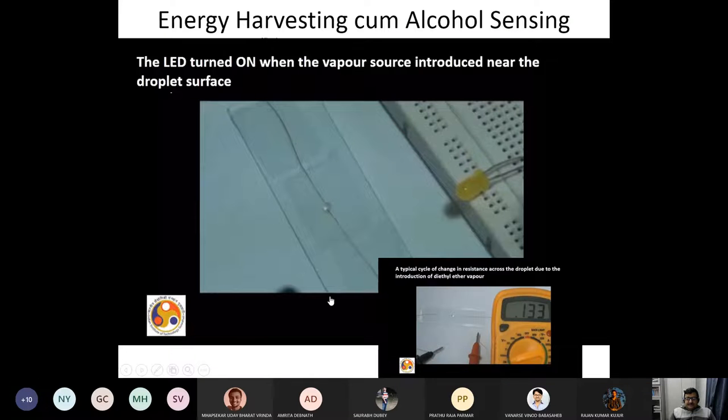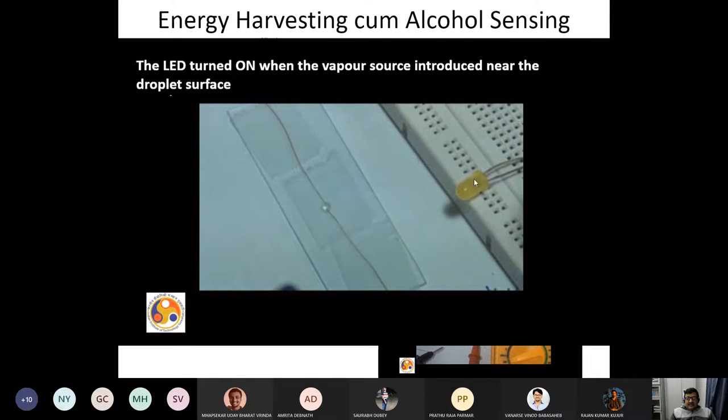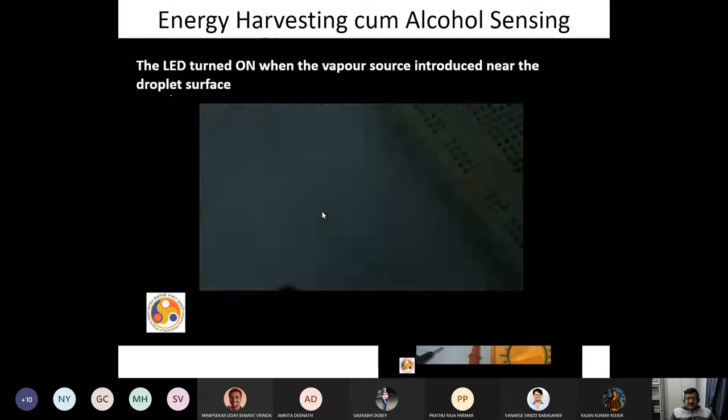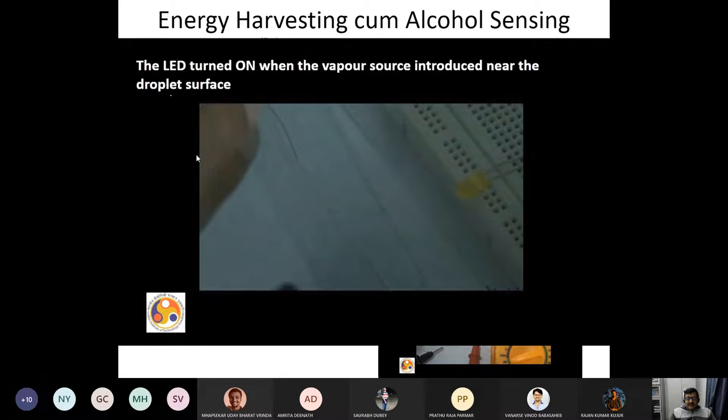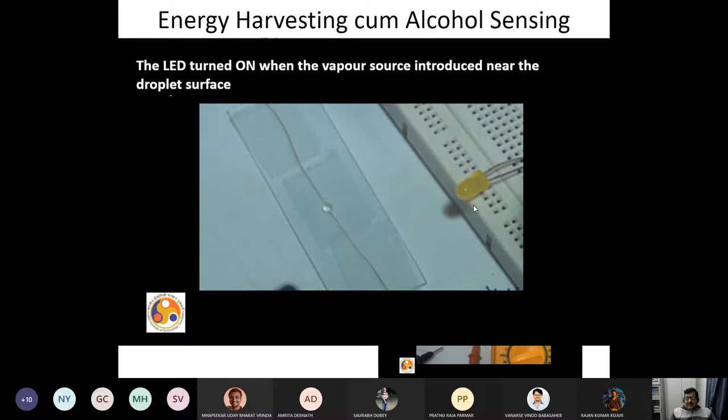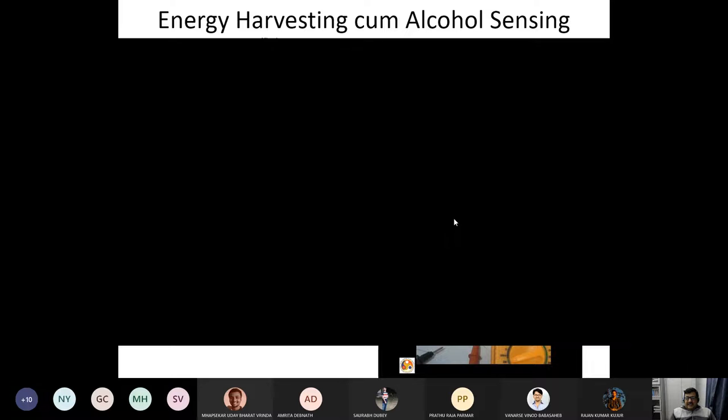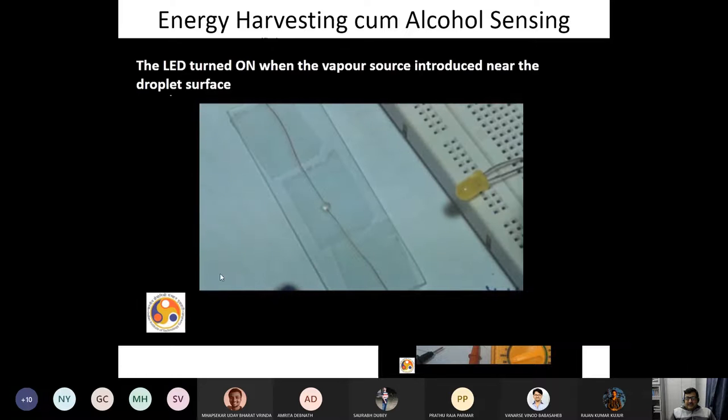See when I run this. So here, this is the LED. This is the water droplet. You will see the light will be turned off. And then the student is bringing in the alcohol vapor. Now you see that this LED is turned on. When it is stationary, the LED is turned off. When it is moving, when it is rotating, the LED is turned on.